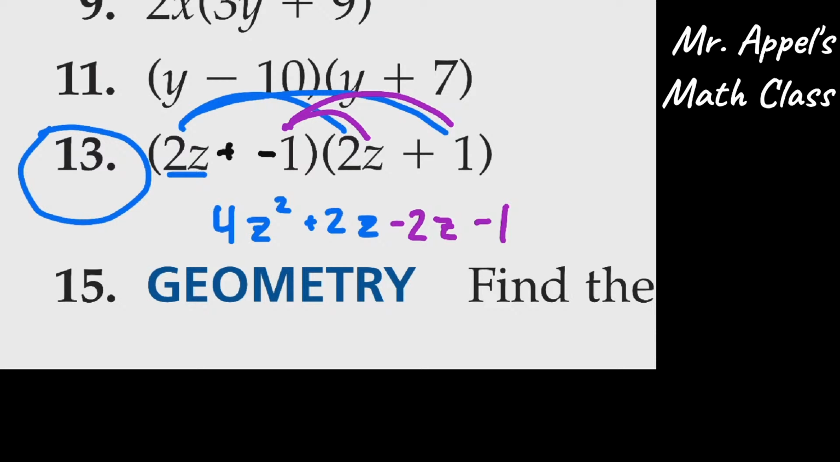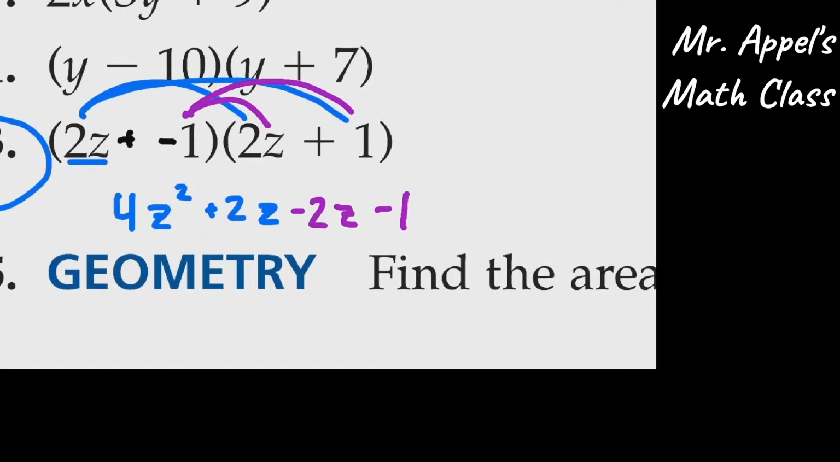Now in our case, we actually end up with a rather unique result here. Because what is positive 2 plus negative 2? 0. Do we need to write down a term with coefficient of 0? No, we don't even have to write that at all. It is just 4z squared minus 1. Right? Isn't that special?